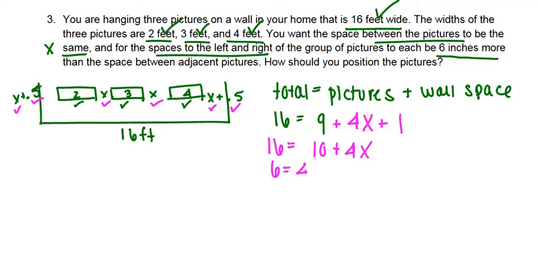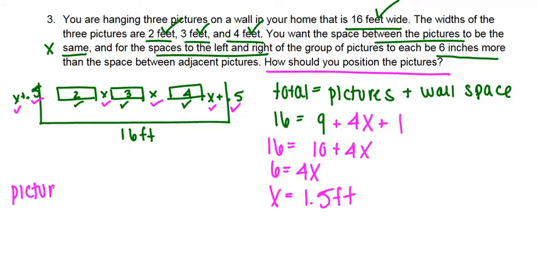So I have 6 equals 4x. And of course, x is going to equal 1.5. Okay, I'm going to go ahead and follow my own advice. The question asks, how should you position the pictures? Since x equals 1.5 feet, I'm going to go ahead and write out the pictures should be 1.5 feet in between.